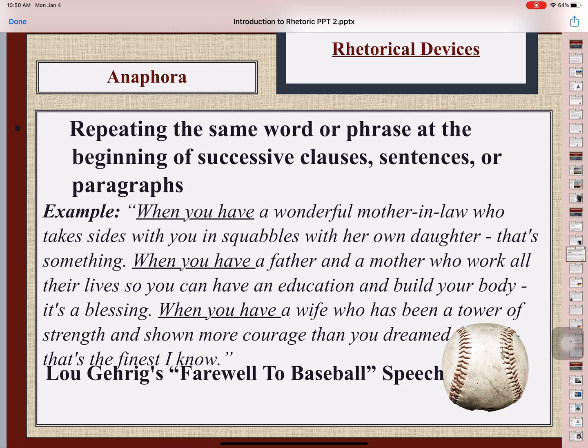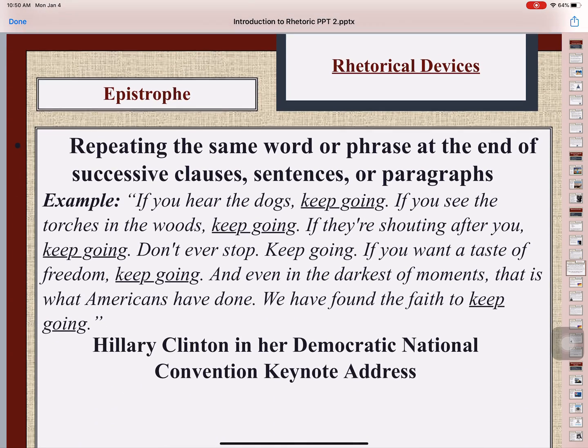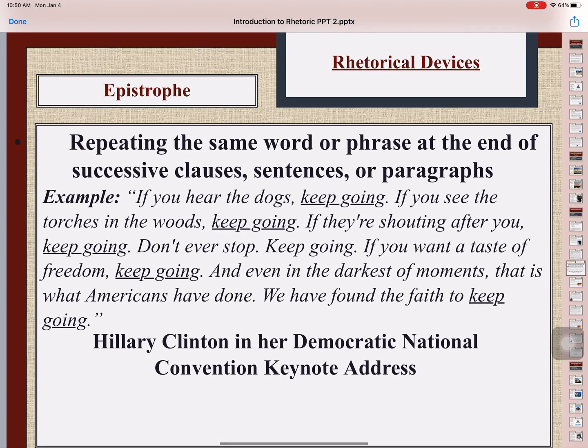Lou Gehrig's Farewell to Baseball. Remember that? When he's like, Today, I feel like the luckiest man in the world, right? Echoing off of Yankee Stadium. Okay, epistrophe is the opposite. This is when we're repeating the same word or phrase at the end of successive clauses, sentences, or paragraphs.